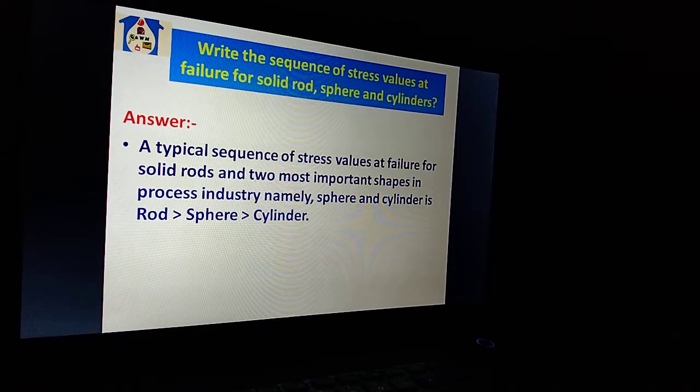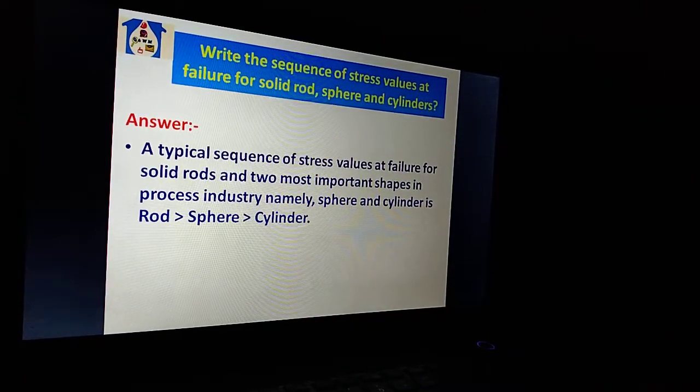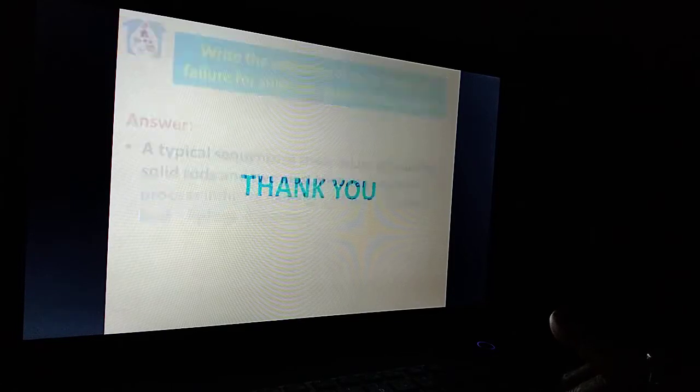Write the sequence of stress value at failure for solid rod, sphere, and cylinder. Answer: A typical sequence of stress value at failure for a solid rod and the two most important shapes in the process industry, namely sphere and cylinder, is rod, sphere and cylinder.